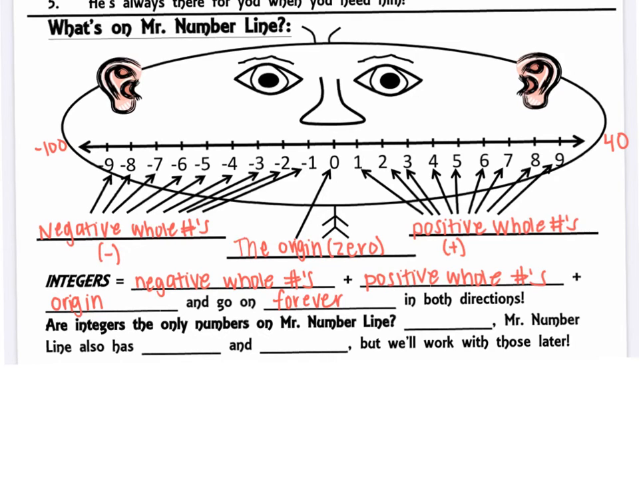Are integers the only numbers that are on Mr. Numberline, though? No, absolutely they are not. Mr. Numberline also has fractions and decimals. But we're going to work with those later. Fractions and decimals can also be positive and negative. So right here, we've got 1/2. Over here, we've got negative 2 5/10. They still exist on Mr. Numberline. They're just not considered to be integers.